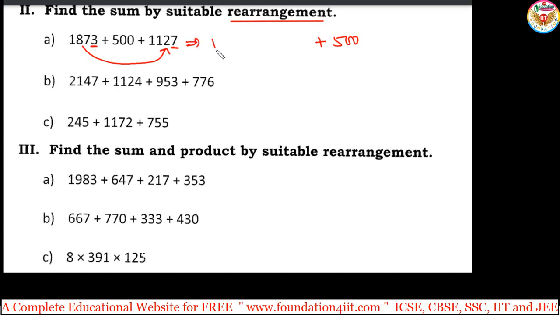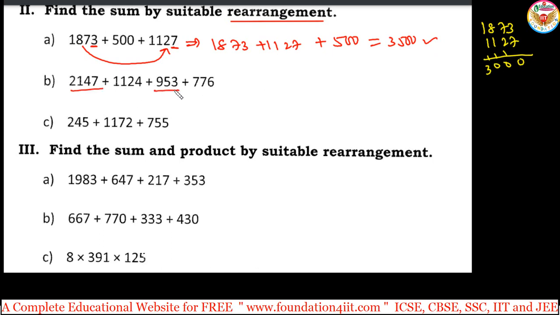Rearrangement. No, this is 1873 plus 1127. So you can do addition of this. 1873 plus 1127. So 10, 10, 10, 3. So 3000. 3000 plus 500. Finally 3500 is the answer. Right.